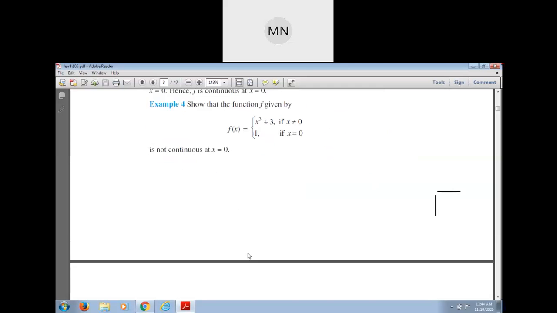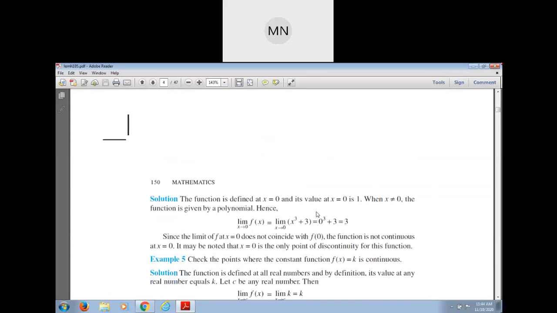So here we write limit x tends to 0 minus f of x, so x cube plus 3. It will give 0 cube plus 3. So the value will be 3.